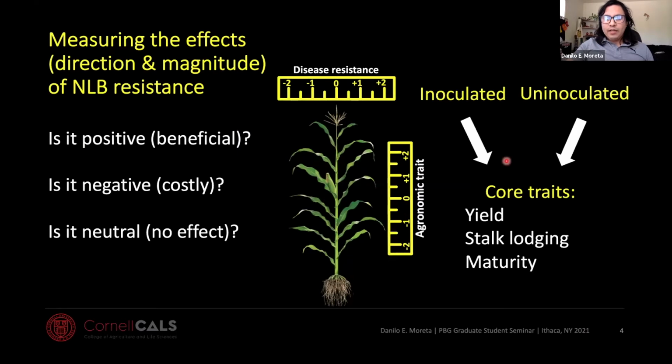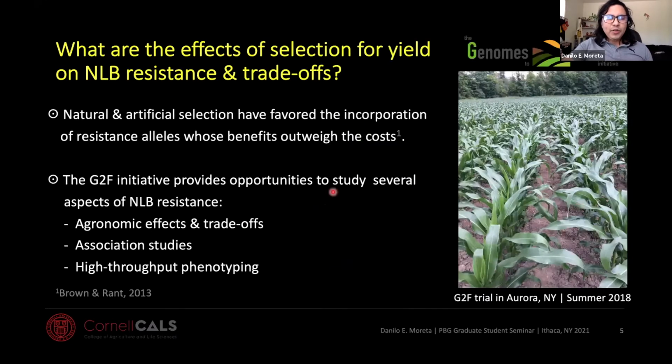I am quantifying these potential effects by evaluating crop performance in the presence of the disease, the artificially inoculated condition, and in the absence of the disease, the uninoculated counterpart. I am initially focusing on three agronomic traits: yield, stalk lodging, and maturity. I'm also interested in investigating what are the effects of selection for yield on NLB resistance and trade-offs.